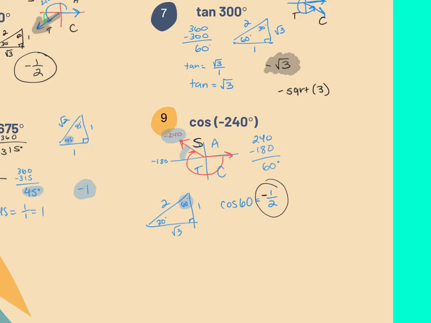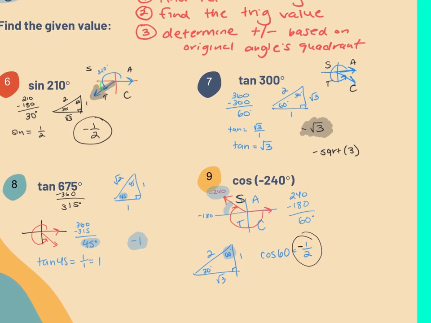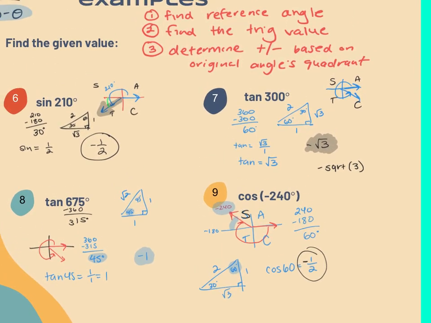Questions on these? So again, once you find your reference angle, if it's based on a question like these and you don't have a calculator, that reference angle has to be 30, 45, or 60. And then you find your triangles from there, and you can find your trig functions from there.